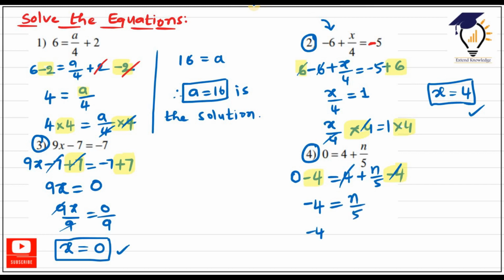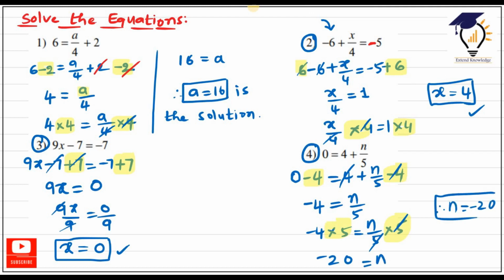So I am trying to do times 5 here. So n over 5 times 5. So multiplied with 5 here. So you can see here, 5 goes off, and negative 20 is equal to n. So if I rearrange, therefore n is equal to negative 20. This is the solution of the given equation.